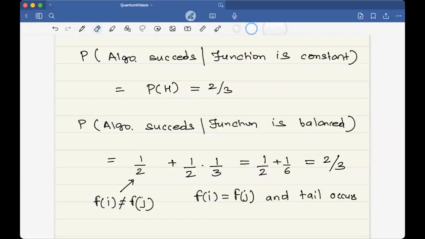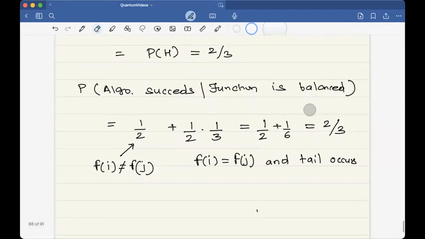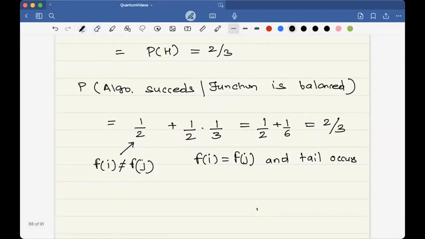Now, so we have devised an algorithm that succeeds with probability 2 over 3, no matter whether the function is constant or the function is balanced. Now, does that help us? What we can do is do a process which is called boosting or amplification.